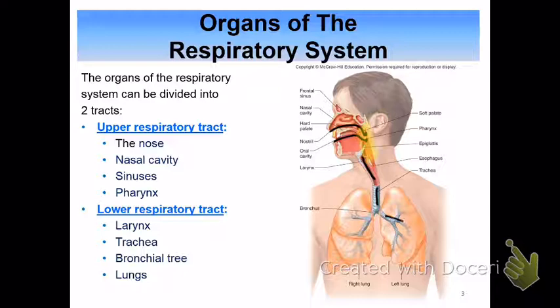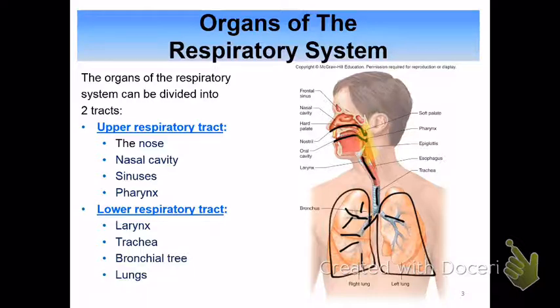And we'll call this the bronchial tree. That's primary bronchi, secondary bronchi, tertiary bronchi. We'll look at that closer in a little while. And then, of course, you've got two lungs. So, let's move on.